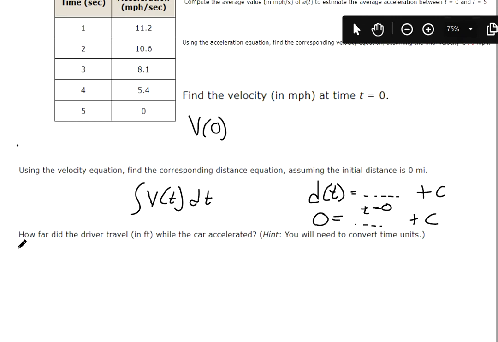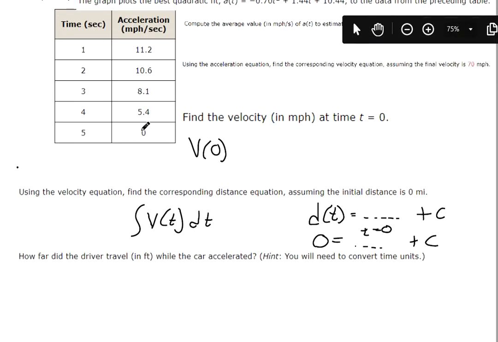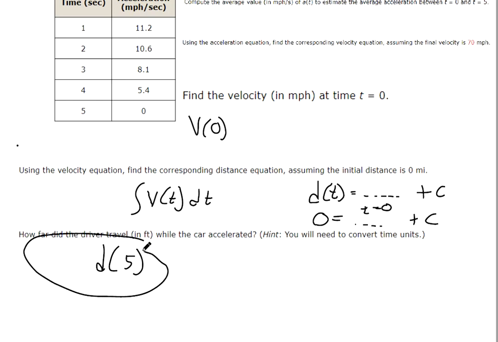This last question says, how far did the driver travel while the car accelerated? So the accelerating period ends at time t equals 5. So what you want to do is plug in 5 for the time in the distance equation, but the units are going to be a little bit different. We have to do something extra here, okay?